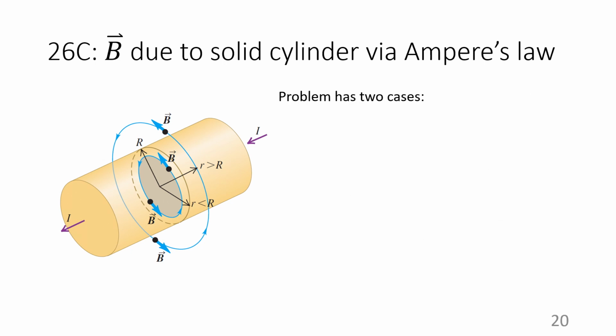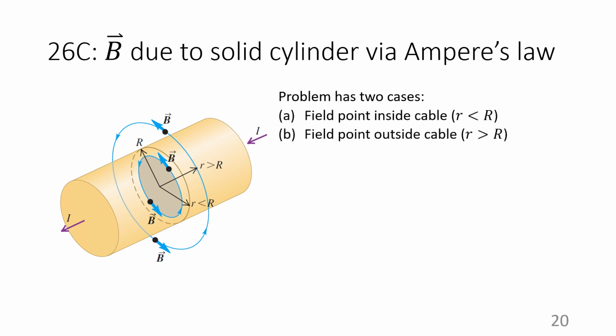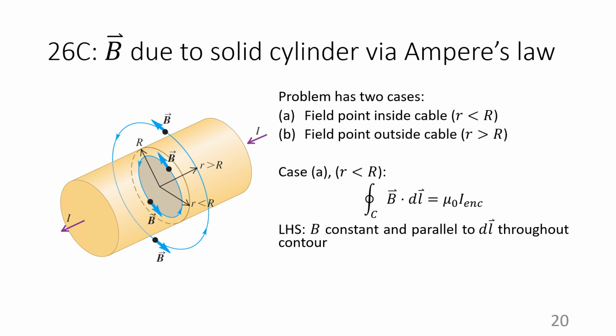We can split the problem into two cases. The first case where the field point is inside the cable, and the second, where the field point is outside the cable. For the first case, note that our choice of Amperian loop and flow, the smaller one, makes sure that B is constant and parallel to dl throughout the contour. So for the next few problems, anytime we're going to solve Ampere's law problems, we're just going to assume that we pick the Amperian loop and the flow to provide us with the simplest solution possible. This allows the sneaky pullout of B outside the integral, leaving the left-hand side to be equal to just B times 2 pi r, something that we've seen in the previous problem.